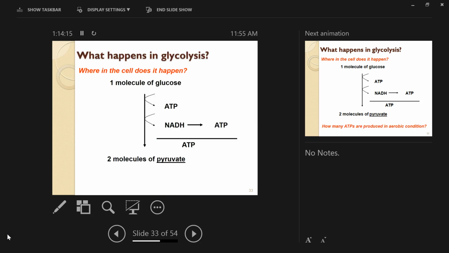Okay. Now let's do some calculations. Take maybe 1 or 2 minutes and discuss to fill in how many ATPs and how many NADH are produced from oxidation of 1 molecule of glucose, in 2 different conditions. One is under the aerobic condition, and the second slide is under the anaerobic condition. Try to finish these 2 slides and discuss with your partners, taking a few minutes.